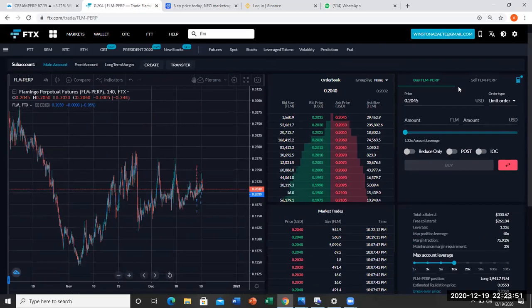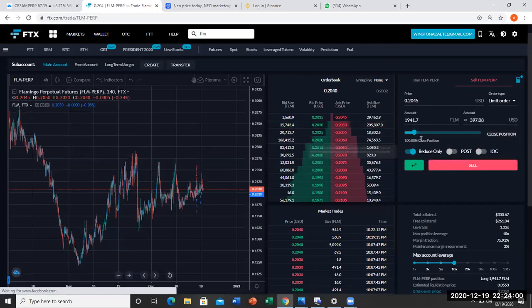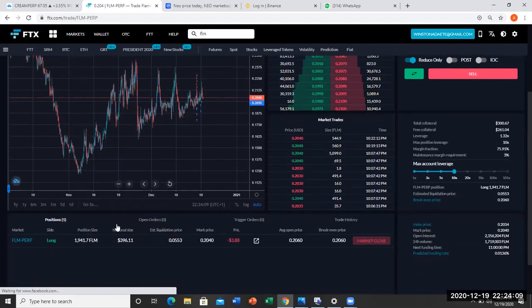I will just come here. Because I'm buying, I want to close it. I'll go to sell. Now, if I click on close position, it is going to tell me 100% close position and fill in this amount for me automatically. Compare this amount of FLM, 1941.7. Compare it to what you're seeing here, 1941.7 FLM.